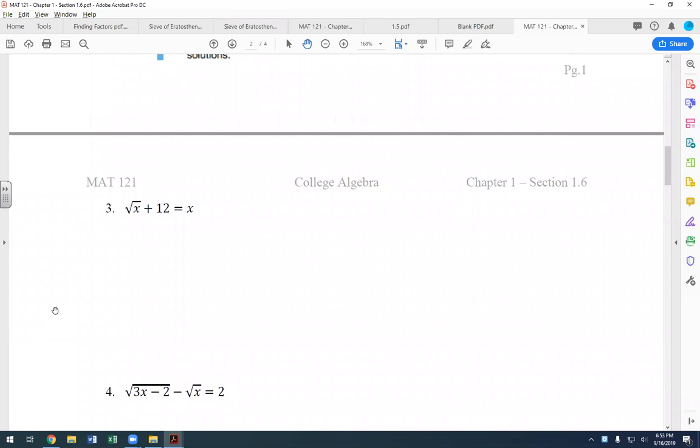So let's actually start with this example here. Now remember, our step one is to get all the radicals isolated, which means you want to go ahead and move that 12 to the other side. So the first thing we're going to do is move that 12 to the other side, and get our square root of x equals x minus 12.